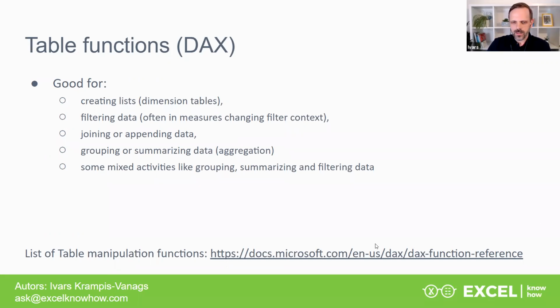So if we go back, there are many functions, let's say not really many, but many functions of table manipulations in Power BI. I will not be telling about all of them. Let's say just shortly what it's good for. We can create lists like dimension tables. We can filter data with tables. Often if you have been using the CALCULATE function, then you have used the FILTER function inside that as well. So that's as well a filtering function, but the filter is actually a table of data and returns some sample so that calculations can be done.